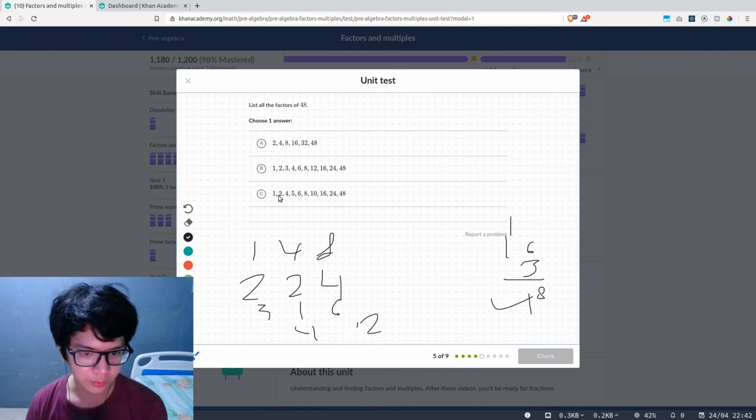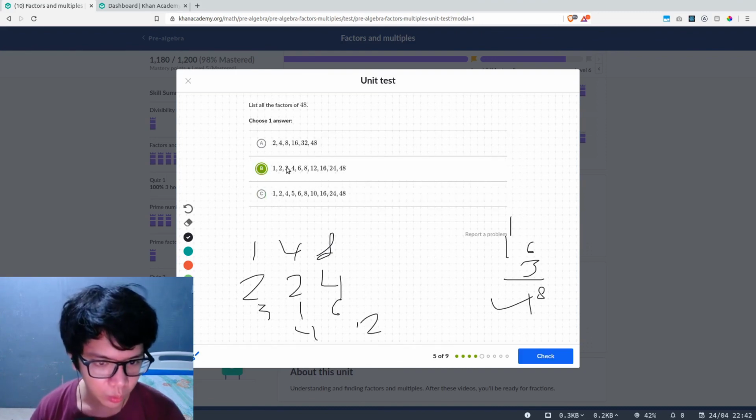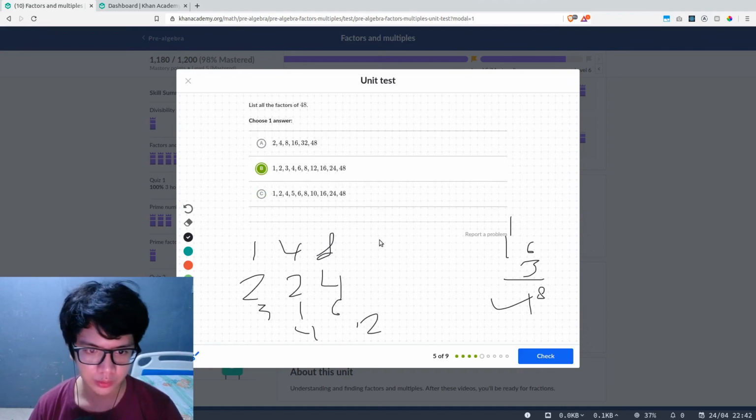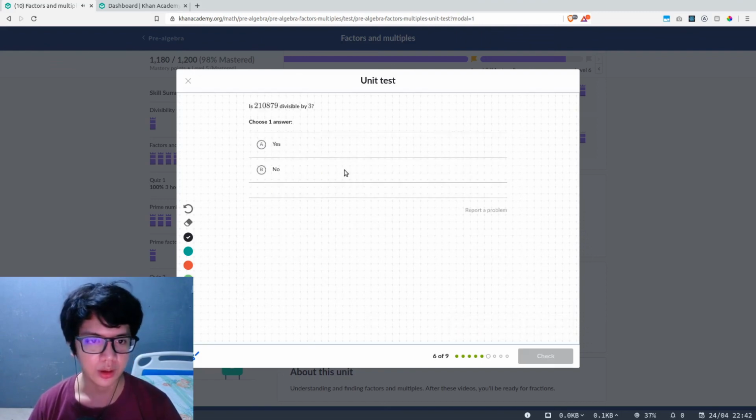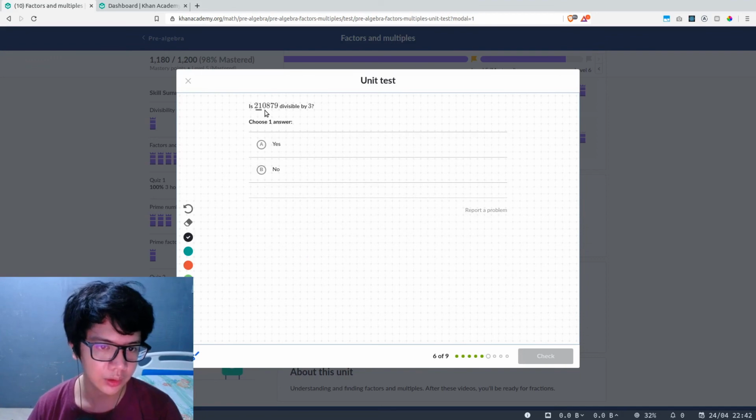1, 2, 3, 4. 1, 2, 3, 4. This one. Right, there's no 3 here. It's definitely divisible by 3 though. It's divisible by 3. Let's see. 3, 11, 11, 9. 11 plus 7 is 18, plus 19 is 28.